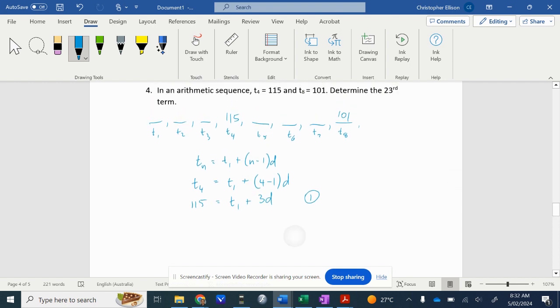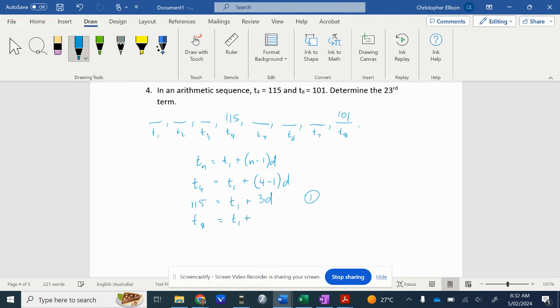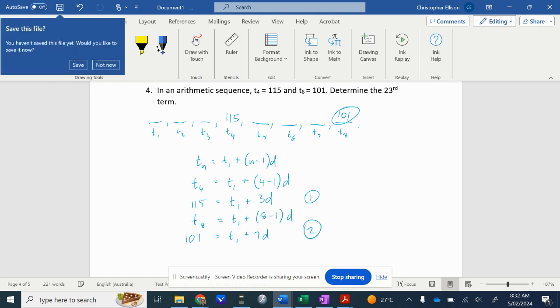Now, the second equation is T8 this time equals T1 plus 8 minus 1, D. But T8 we know is 101. 101 is equal to T1 plus 7, D. 8 minus 1 is 7, and that's our second equation.